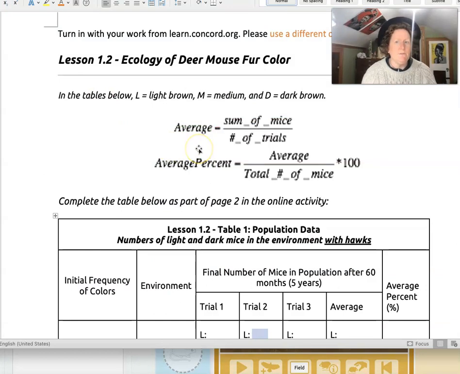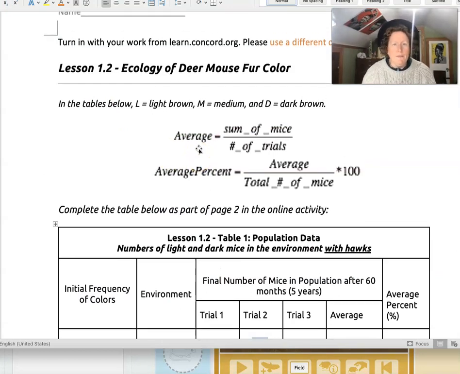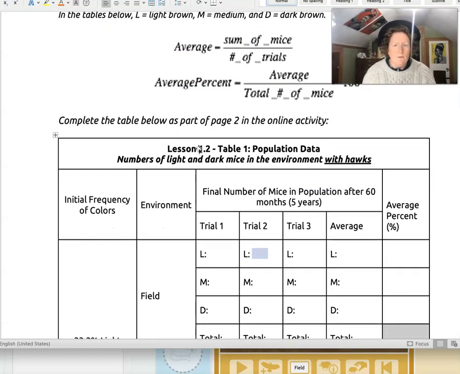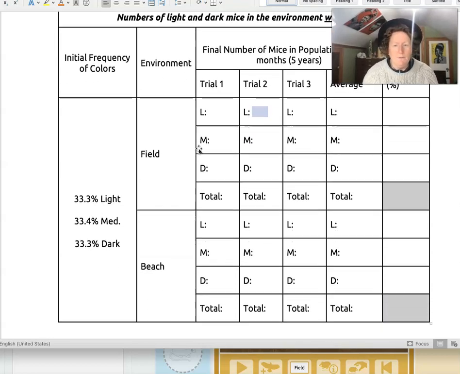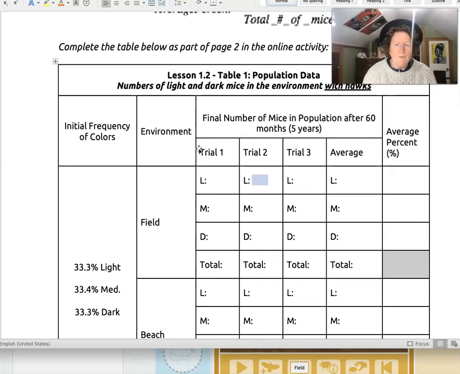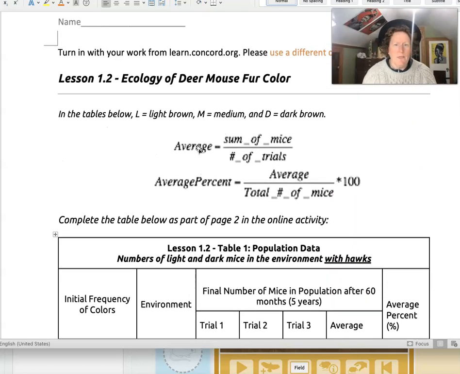The table can be downloaded in Schoology. It looks like this. You can fill it out in Word. You can fill it out as a PDF in Notability. But do turn it in with the rest of your lab.